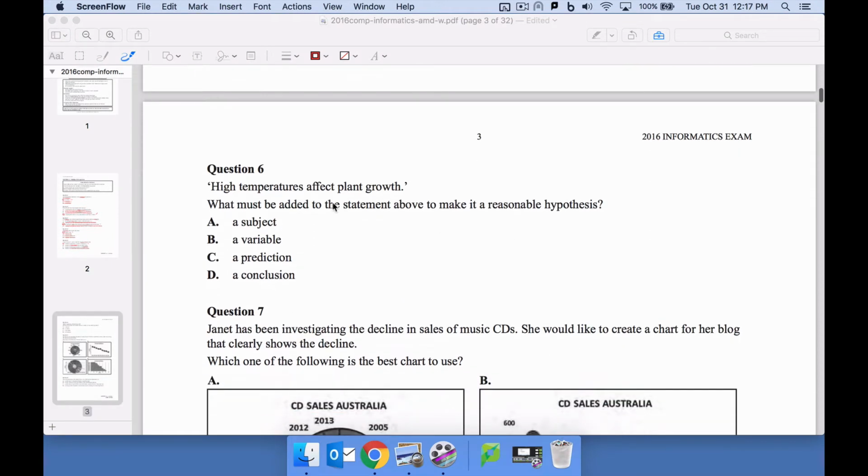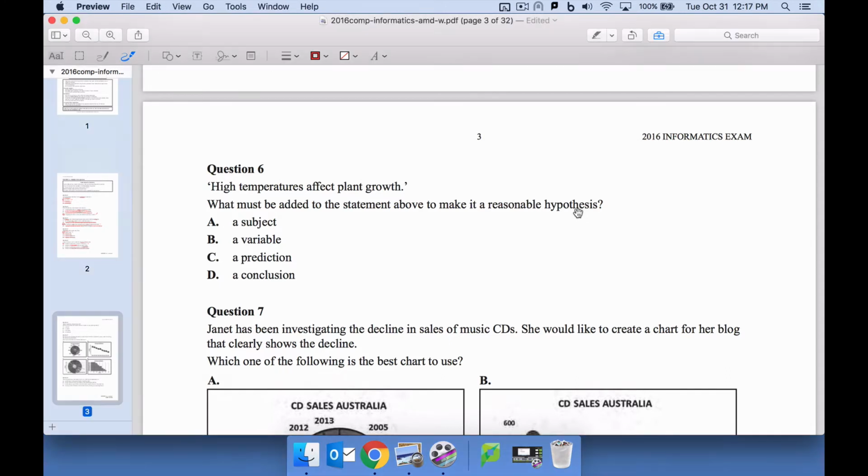Question 6. High temperatures affect plant growth. What must be added to the statement above to make it a reasonable hypothesis? So we have to remember how to form a hypothesis, if you remember from your SAT. It's got a subject, plant growth. It's got two variables, you could argue: temperature, so the variability of temperatures, and the variability of the growth of a plant. So it's got that. So it can't be that, and it can't be that, because we need to see what we need to add to this statement. A prediction, is there a prediction?